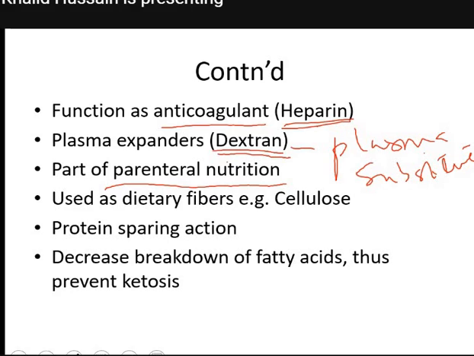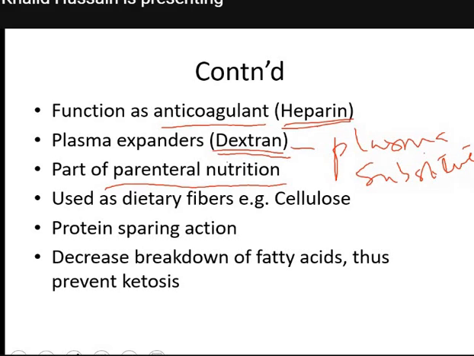Obviously when we say food, it means carbohydrate, fat, and protein. Carbohydrate, protein and fat together are called nutrition. And nutrition is not complete if carbohydrate is not present, or protein is not present, or fat is not present. So when parenteral nutrition is given, carbohydrate is added so that the energy requirement is met.